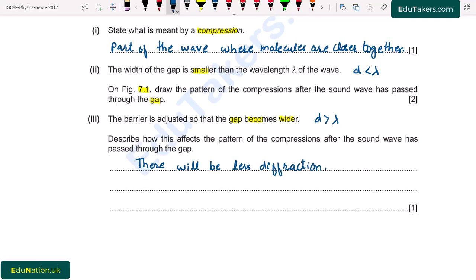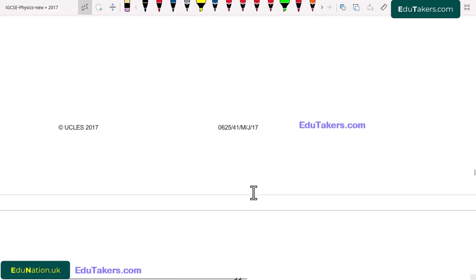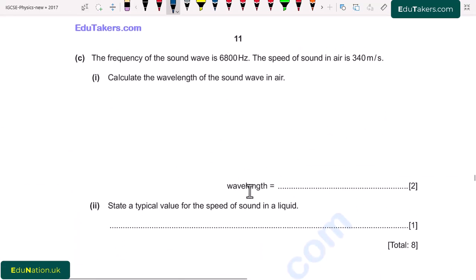Going towards the next part. C. The frequency of the sound wave is 6800 Hz. The speed of sound in the air is 340 meter per second. Part 1. Calculate the wavelength of the wave in air.